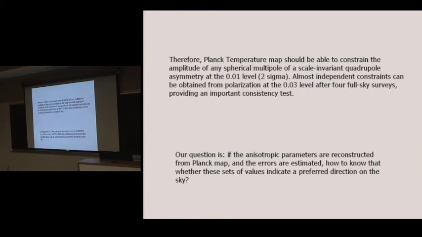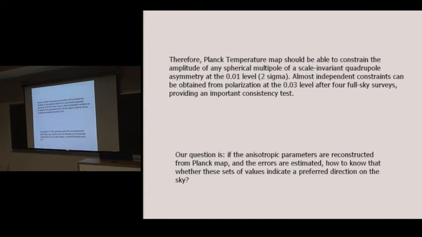So, as a short summary, the Planck temperature map should be able to constrain the amplitude of any spherical multipoles of a scale invariant multipole symmetry at the 0.01 level at 2 sigma. An almost independent constraint can be obtained from polarization at the 0.03 level after 4 full sky surveys, providing an important precision check.